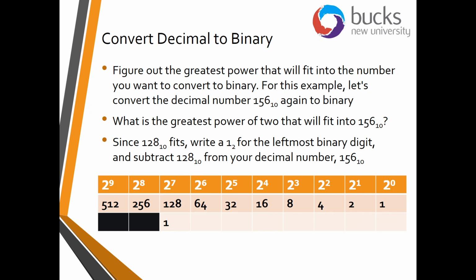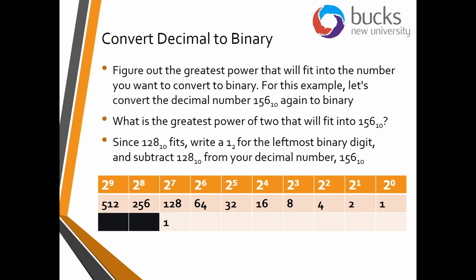So we want to figure out the greatest power that will fit into the number that we want to convert to binary. So in this example, let's convert the decimal number 156 to binary. So what's the greatest power of 2 that will fit into 156? We're looking for a power of 2 that is less than 156, not greater than, less than or equal to. So we can't do 256 because 2 to the 8 is larger, but 2 to the 7, 128, will fit within 156.